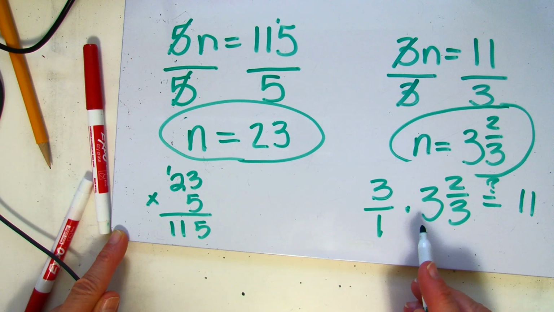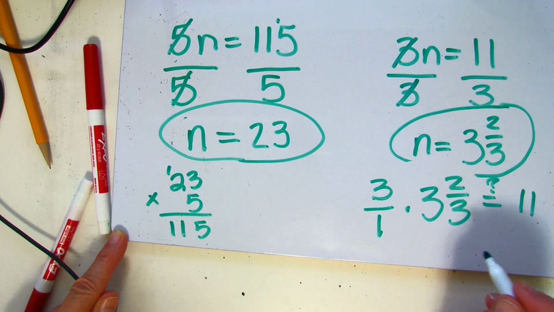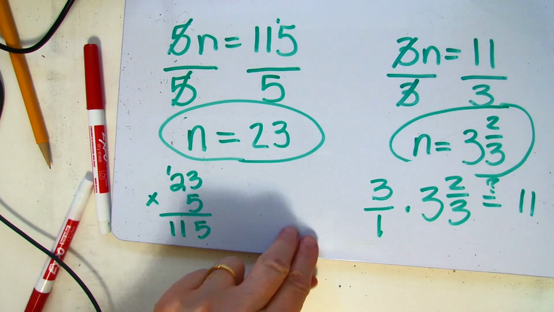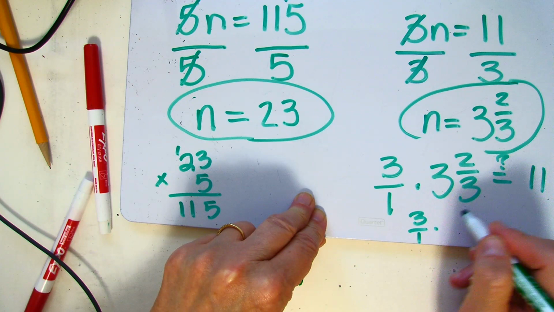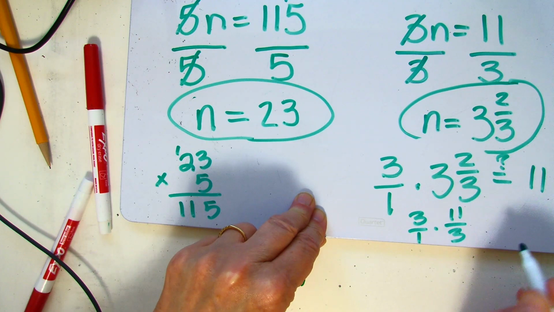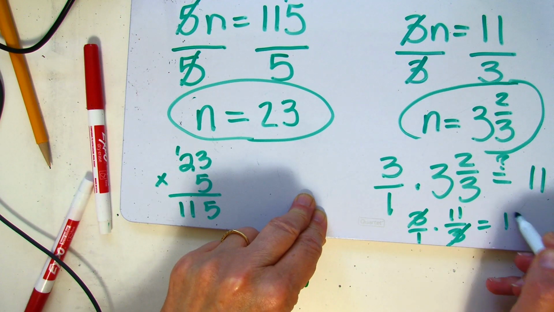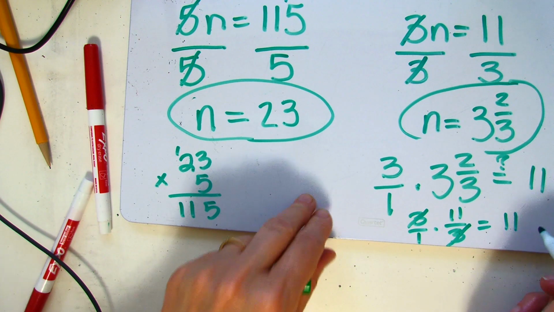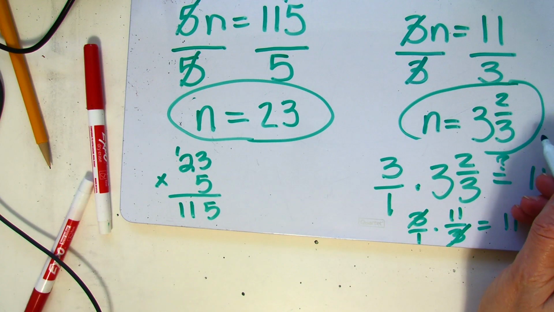Well, 3 times 3 is 9, plus 2 is 11/3. So that's going to be 3 over 1 times 11/3. These 3's will cancel, and I'm left with 11. So yes, 11 will equal 11. So this will be my solution.